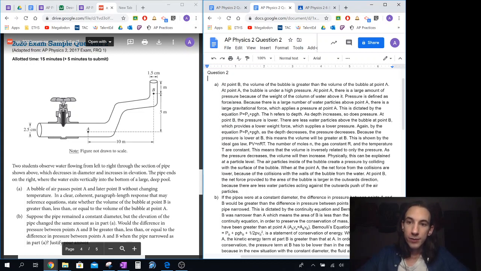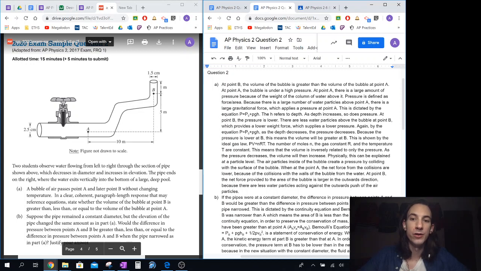So then we're saying because the pressure is lower at B, this means the volume will be greater at B. This is shown by the ideal gas law, PV equals nRT. The number of moles, n, the gas constant R, and the temperature T are constant. This means that the volume is inversely related to only the pressure. As the pressure decreases, the volume will then increase.